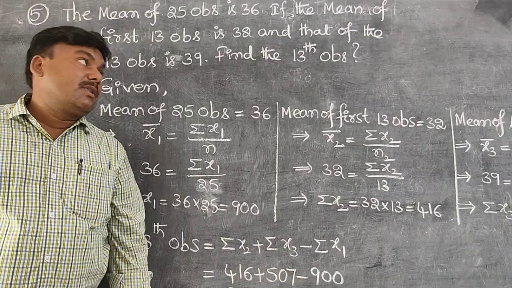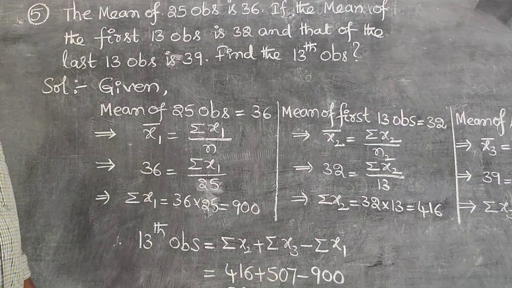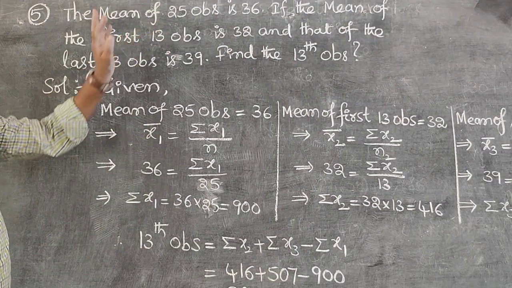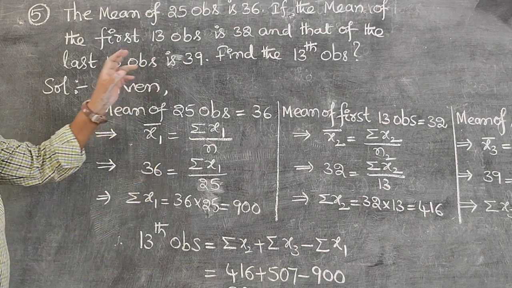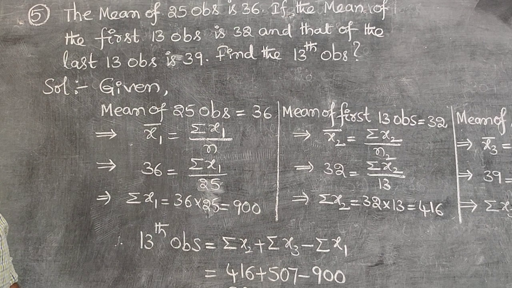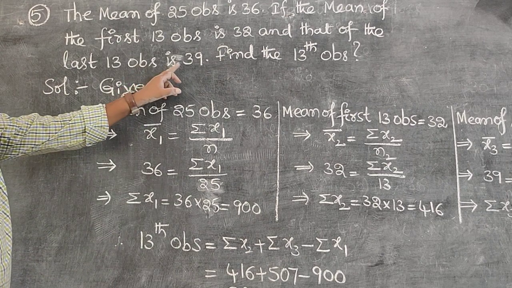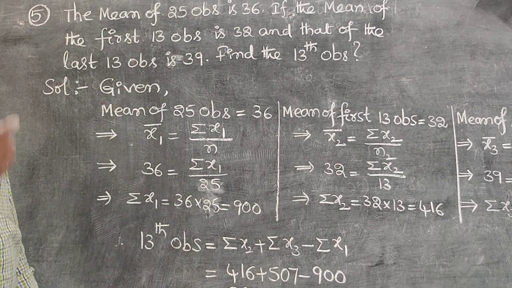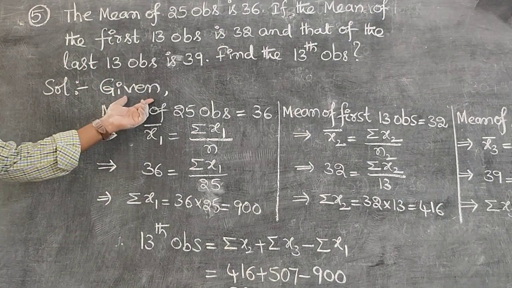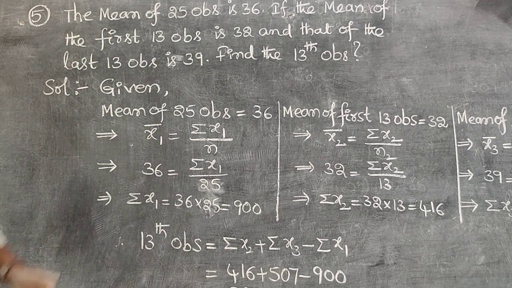Last model of the mean topic. So observe the problem and also analyze. The mean of 25 observations is 36. If the mean of the first 13 observations is 32 and that of the last 13 observations is 39, find the 13th observation. Observe the problem carefully.